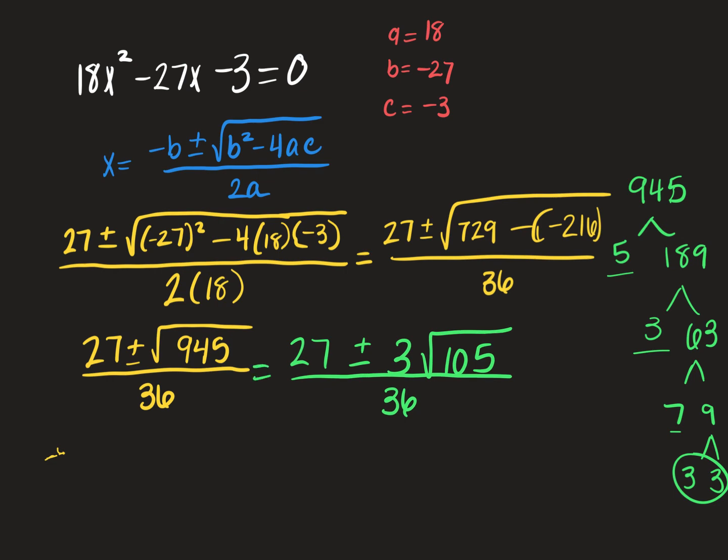Now we can pull out a common factor of 3 from all of these, right? So I can get rid of the 3 here. I can do 27 divided by 3. I can do 36 divided by 3 to simplify our fraction. So that gives us 9 plus or minus the square root of 105 over 12.